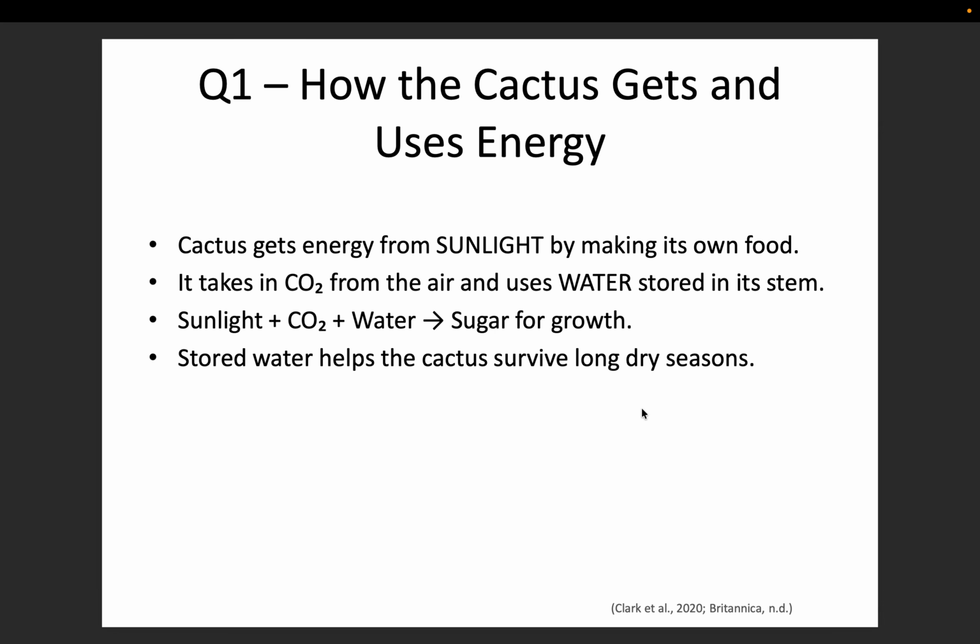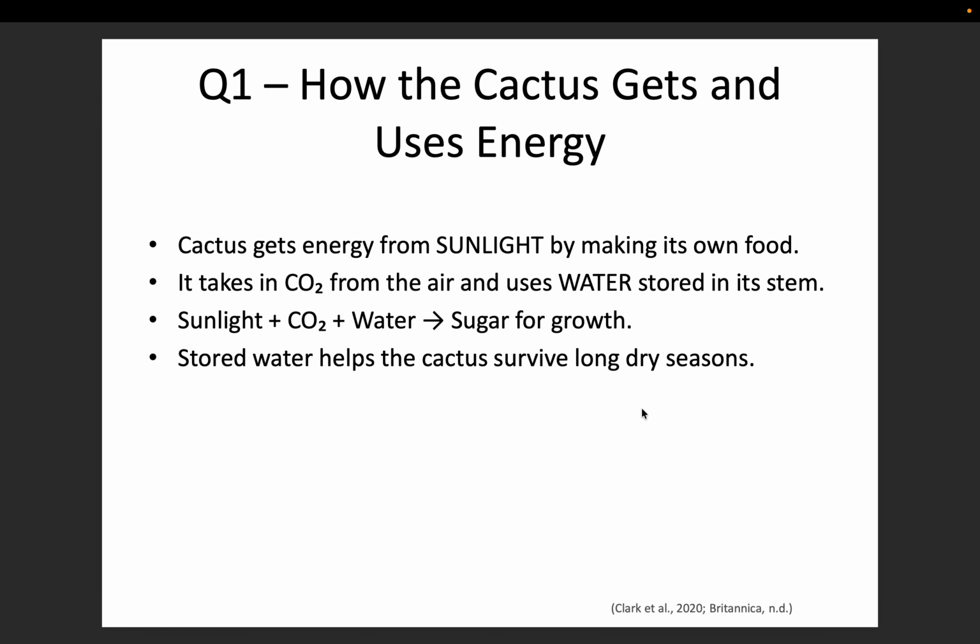So let's start with the first question. How does the cactus get energy? Like all plants, the cactus gets its energy from sunlight, but the thing is, the desert is very dry, so what does it have to find? The cactus has a clever solution.